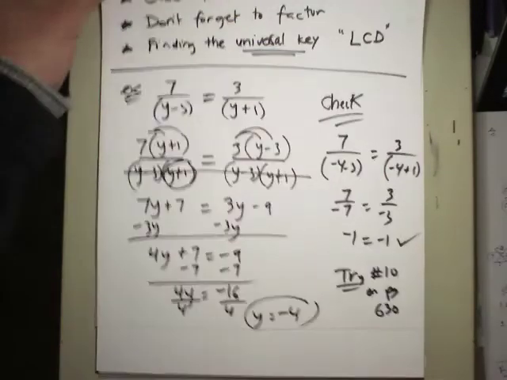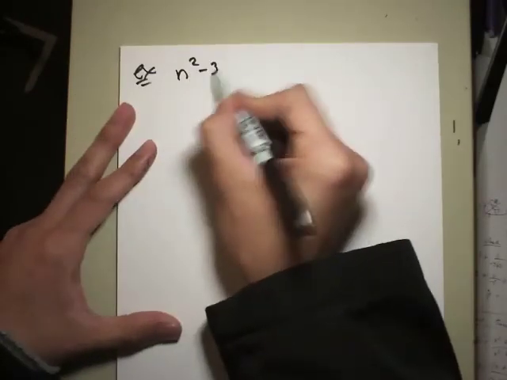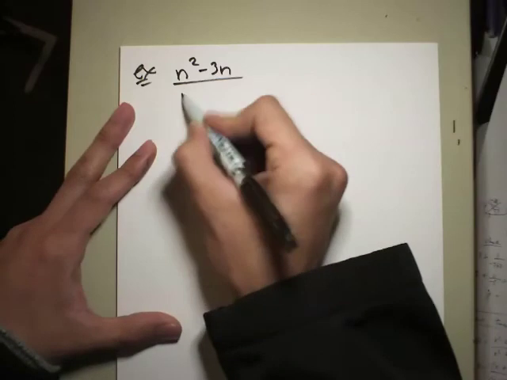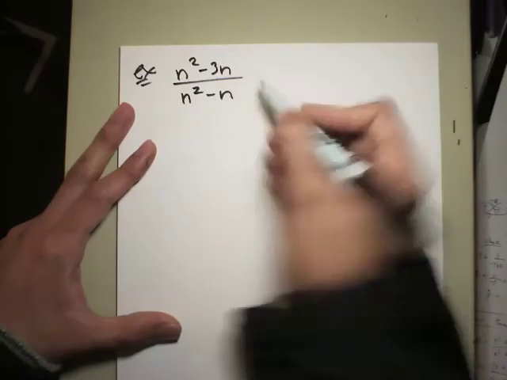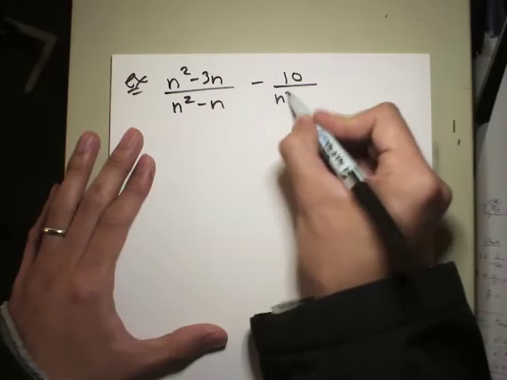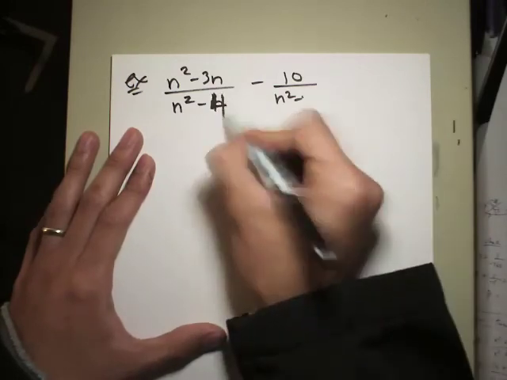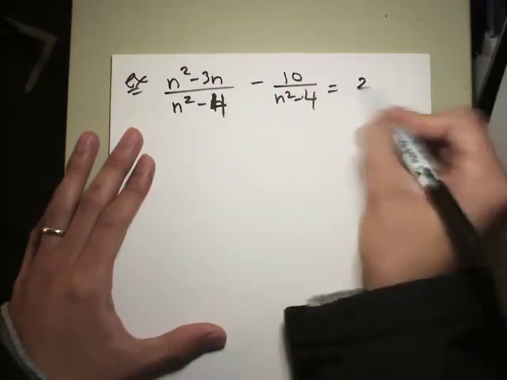So let's take a look at the next one here, and really explore what extraneous really means. So let's try this particular problem. I have n squared minus 3n. Looks pretty complicated, and down here I have n squared minus n. This one is going to be minus 10 over n squared minus, I'm sorry, it's not n, it's 4. n squared minus 4. Okay.